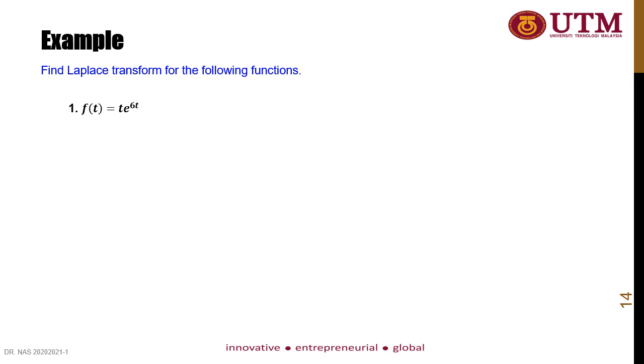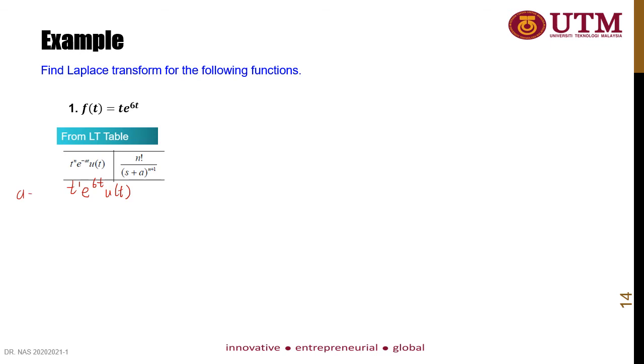Okay, more examples by using the Laplace transform table. You have multiplication of t with e^(6t). Refer to the closest shape in the Laplace transform table. So it is equal to t e^(6t). In this case, your t to the power of 1, e to the power of 6t u(t). You need to be careful with the notation. This is minus a, so you need to determine what your a is.